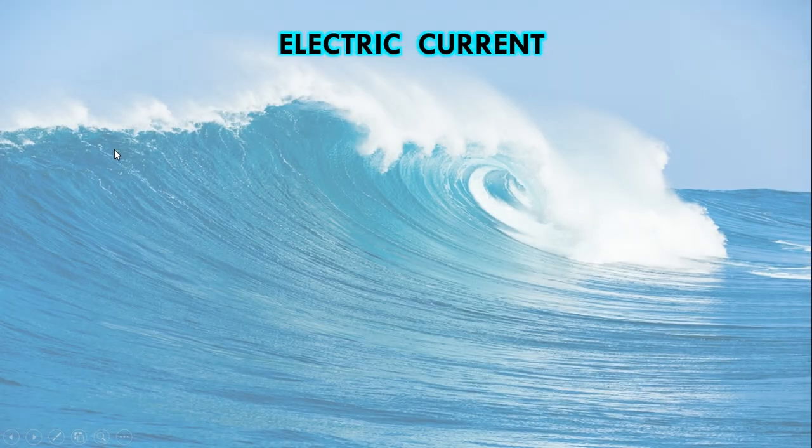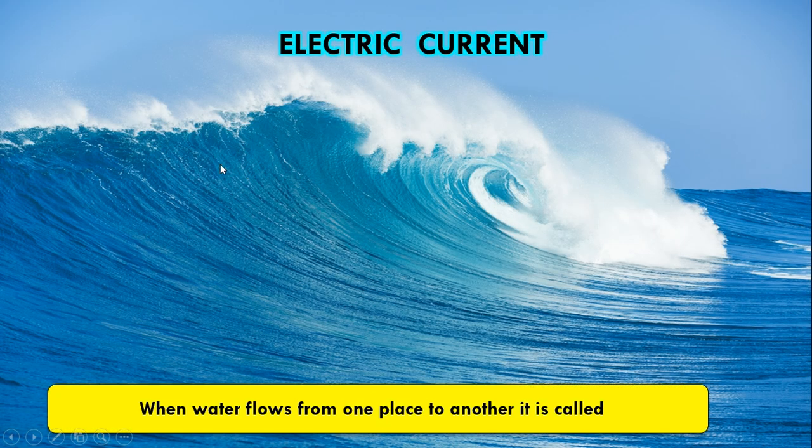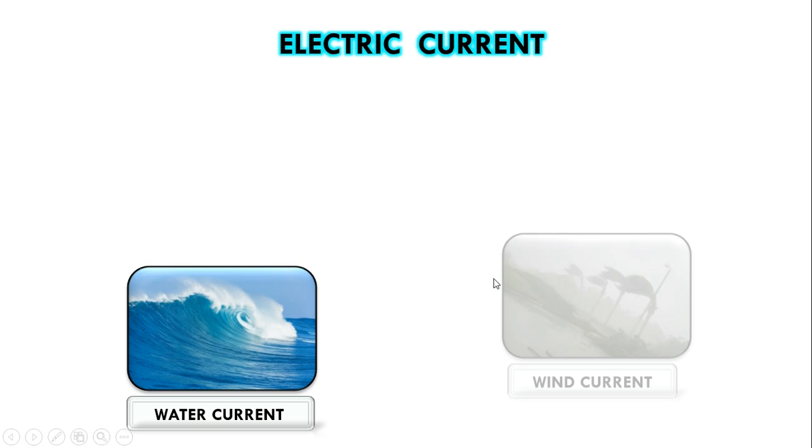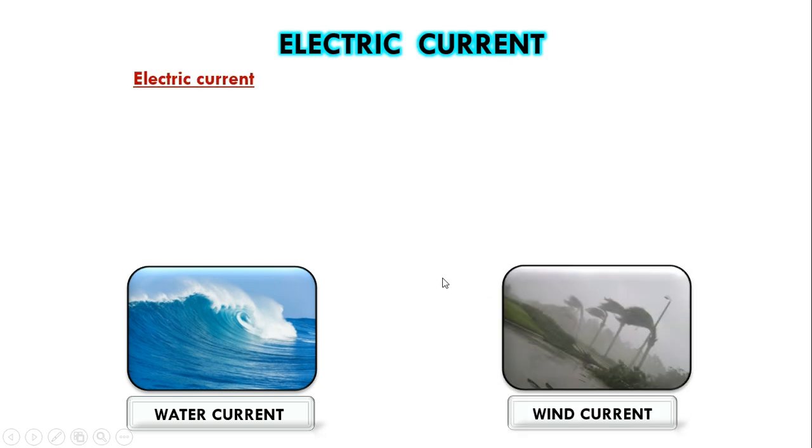For example, if water flows from one place to another place, we call it water current. If wind flows from one place to another, we call it wind current. Like that, when electricity flows from one place to another, it is known as electric current. The flow of charge, the flow of electrons in a conductor, is known as electric current.